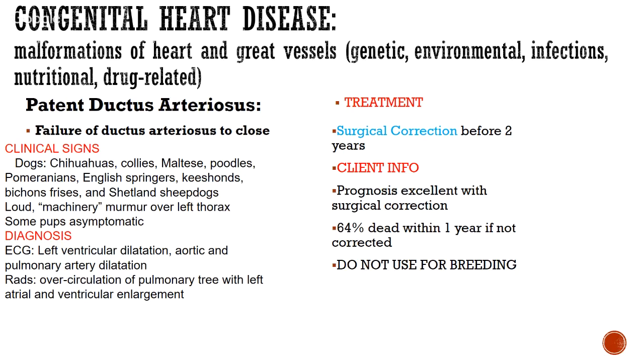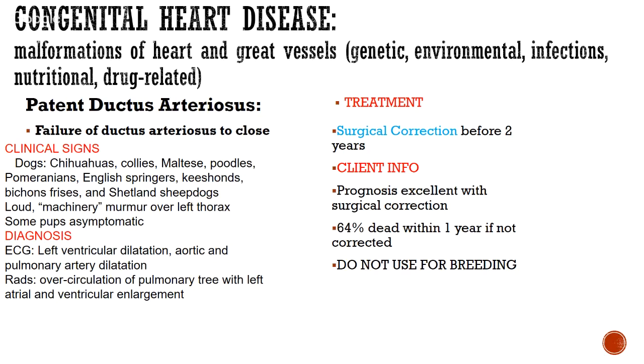What we will hear in these dogs, and it's more prevalent in Chihuahuas, Collies, Maltese, Poodles, Pomeranians, English Springers, Keeshonden, Bichons, Shetland Sheepdogs, we're going to hear this loud machinery murmur. What is a machinery murmur? Well, you can Google this, you can listen to it on YouTube, but I will make that sound for you here. What it sounds like is kind of like a washing machine, washing. And it happens over the left thorax.